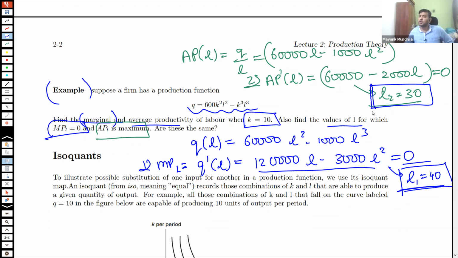If it would run on economics of cooperatives, it would hire 30 employees. So this is the interesting thing. No question in an exam is going to ask you to find values of L for which MPL becomes zero. It will set it up like an economic problem for a slave owner. And no question is going to directly ask you to maximize average productivity. That is something you have to figure out yourself.